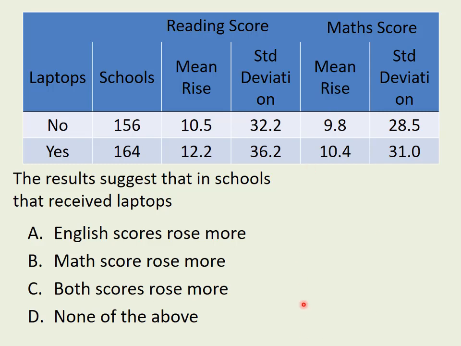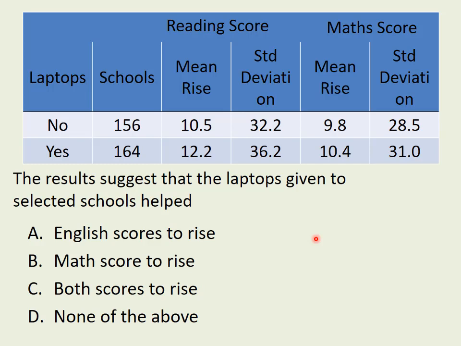Go on to the final question. Do the results suggest that the laptops given to selected schools helped the English scores to rise? Or did the laptops help the maths score to rise? Did they help both the scores to rise? Or again, none of the above? So write down what you'll put for that. Pause if you like, so A, B, C or D. And then we'll go back and look over some of these again.